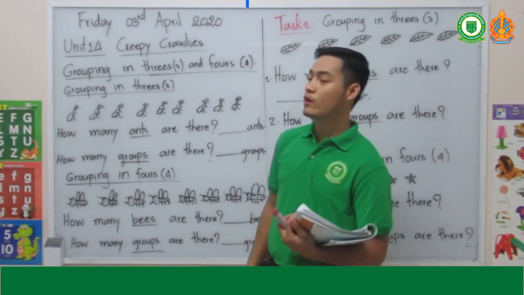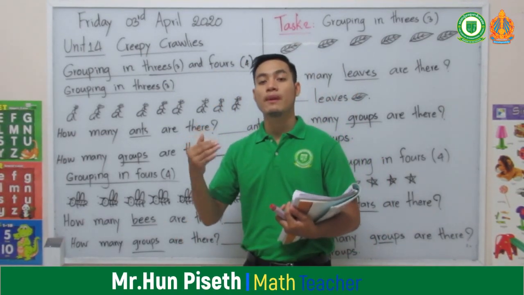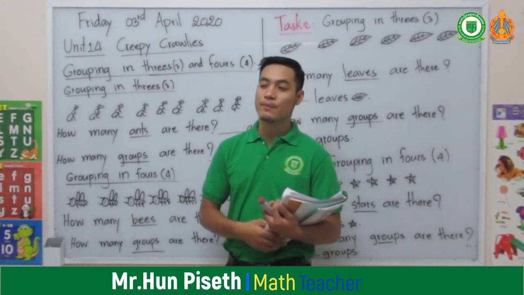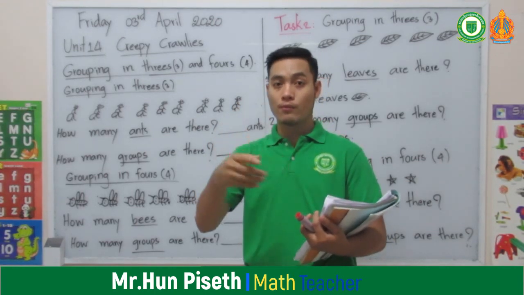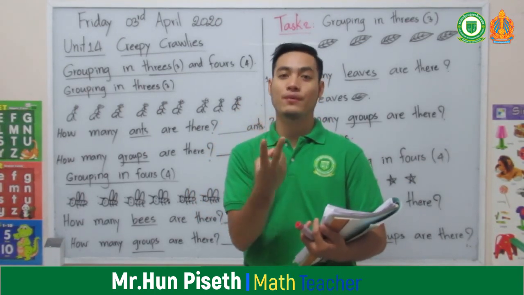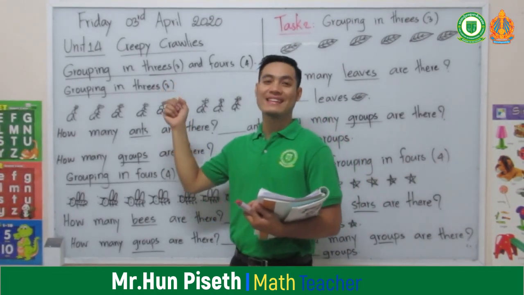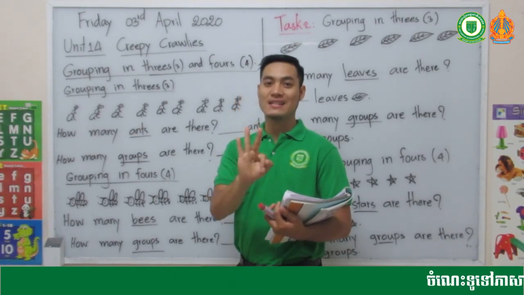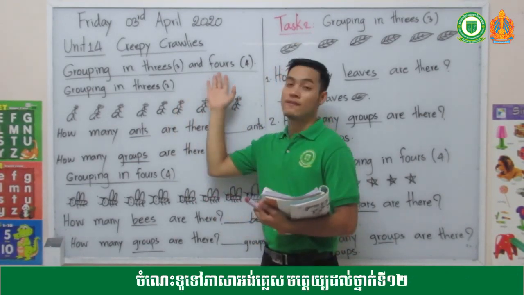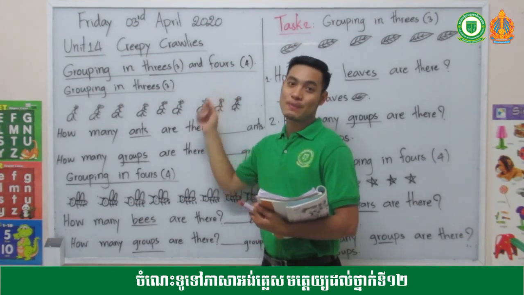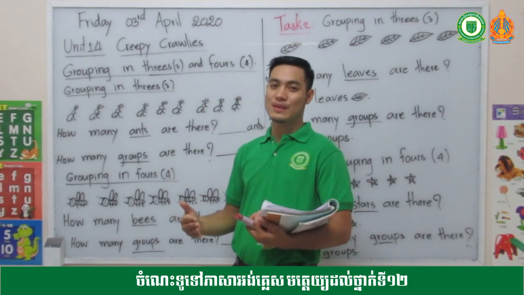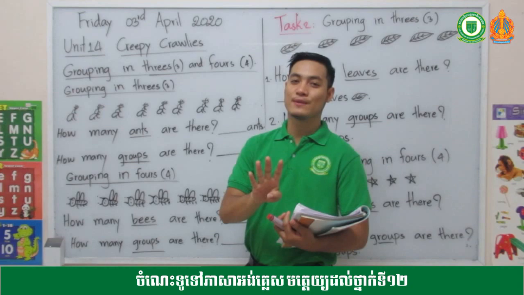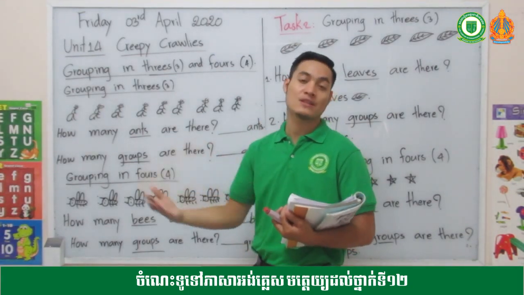The part 2 that we learn about grouping in threes and grouping in fours is not different from grouping in twos. Only in grouping in twos, we make a group, and one group has only 2 people or 2 things. But number 3 is the same. We're grouping in groups, but one group is 3. And also grouping in fours means you need to make many groups, but one group is 4 things or 4 people. So it is the same as the way that we're grouping in twos.